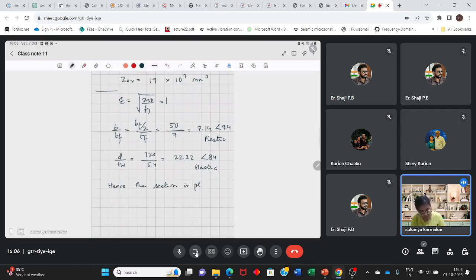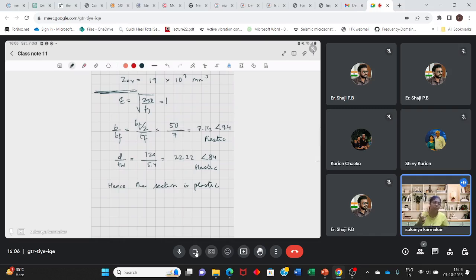So once you know the section, from here the normal beam design starts. You do the section classification. If you find it is plastic, then you can calculate its design bending strength. Why do we need to do the design bending strength? Because depending on that, the value of the factor beta B is different.